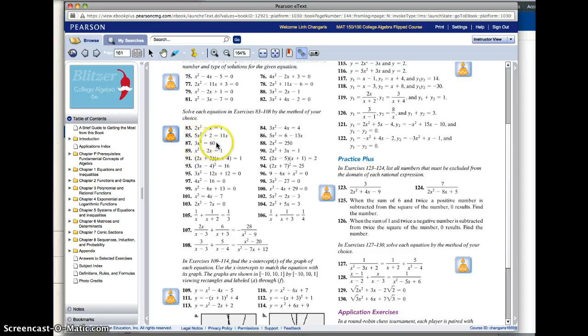Number 87, if I look at this carefully, notice how 87 doesn't have a middle term. I have an x squared, but I have no x term. So I have a constant there, but I have no x term. What I would do at this point is I would actually use the square root property.